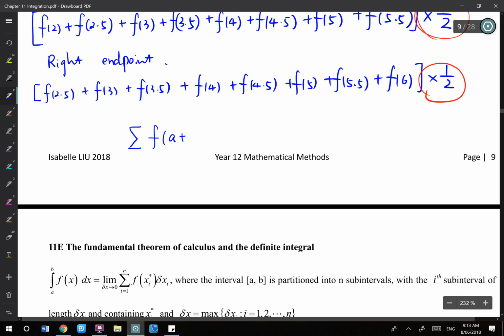I'll just write something for you. I need to think about it. That's just something quick in the calculator.